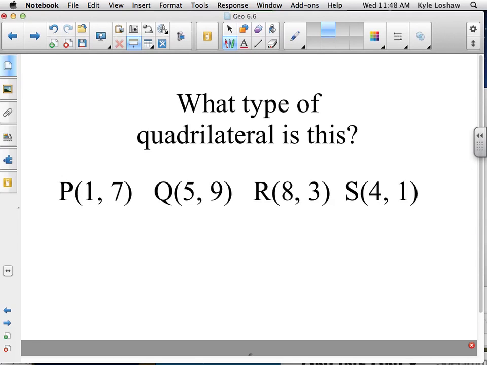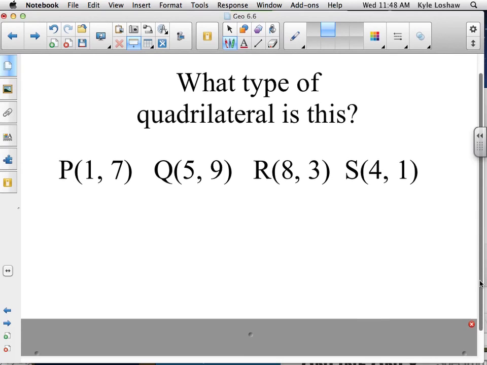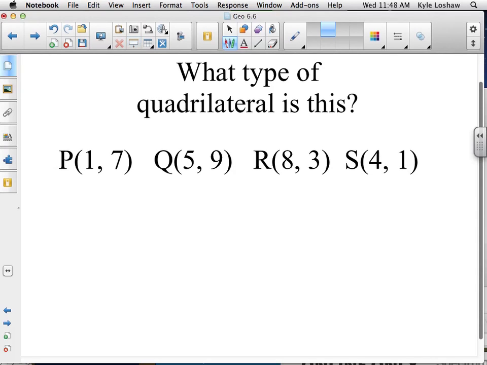Okay. So we are given 4 coordinates. We're not going to look at this on the coordinate plane. So we need to identify what kind of quadrilateral this is.